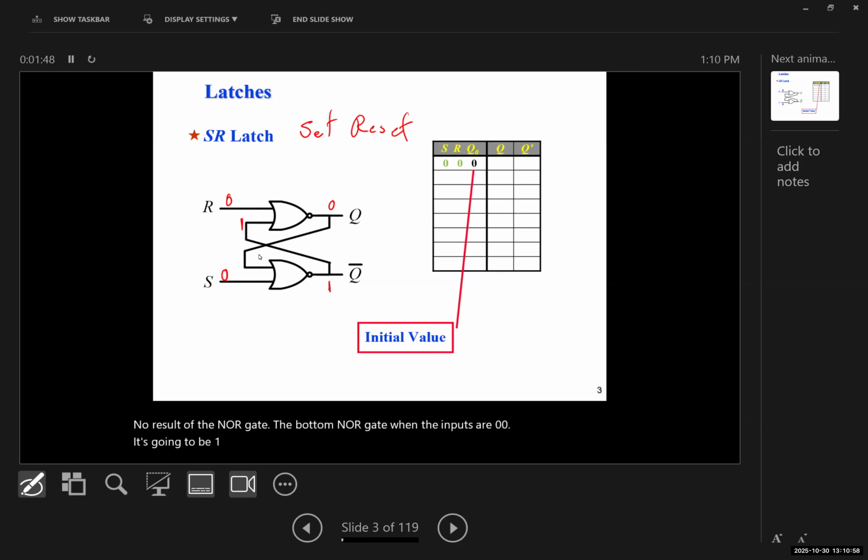And now this one is connected to 1. Now 1 and 0, what is the NOR for 1, 0? Sorry, NOR, not OR, the upper one. It's going to be what? 0. Yes. So Q would be equal to 0 if we do that. And Q prime is going to be equal to what? 1.